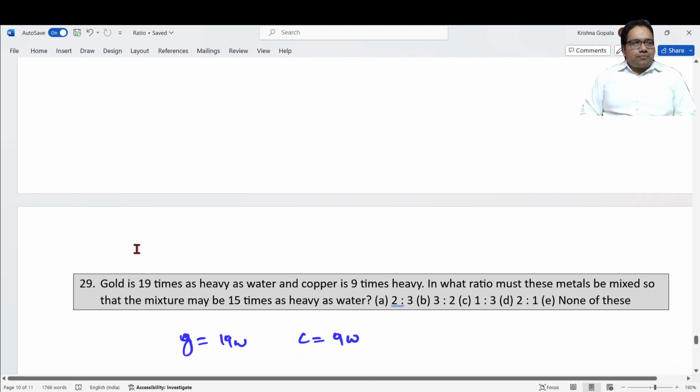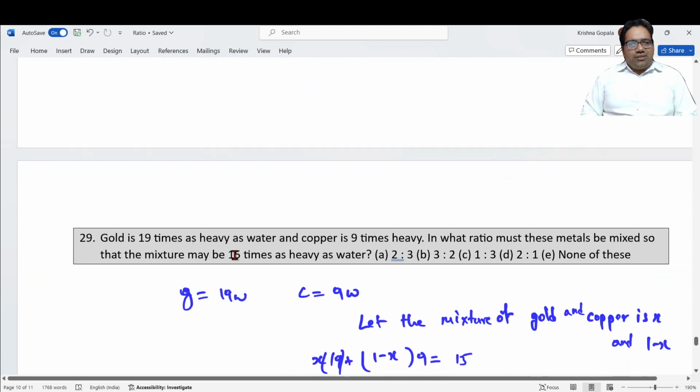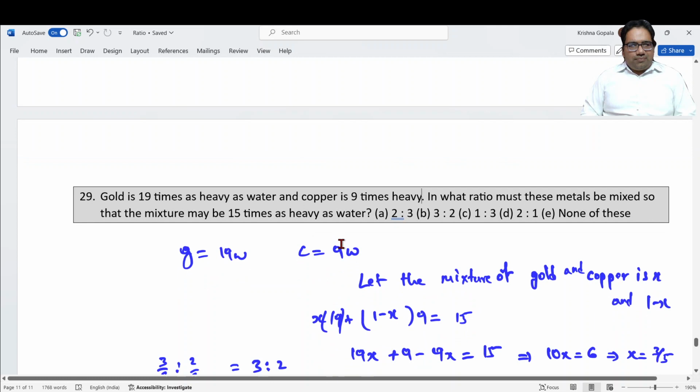Next one. Gold is 19 times as heavy as water and copper is 9 times heavy. With respect to water, copper is 9 times heavy. He didn't mention it, but we should assume it is with respect to water. In what ratio must these two metals mix so that the mixture may be 15 times? Gold is 19 times water. Copper is 9 times.